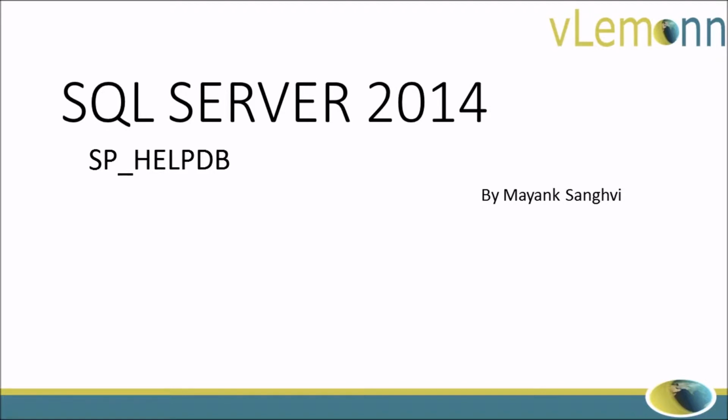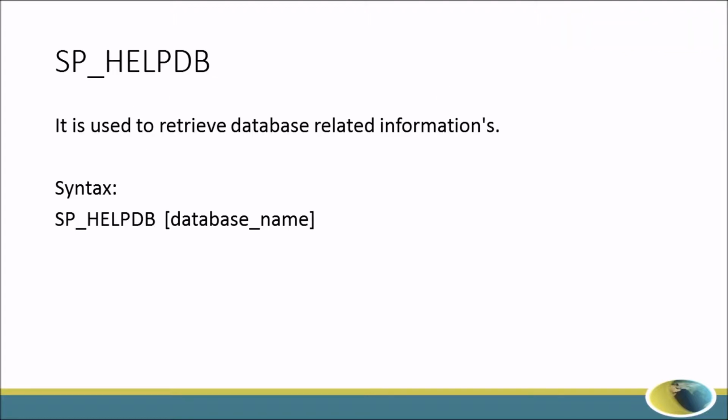And in this video, we are going to learn about the SP_HELPDB system stored procedure. So let's start. Now, what is SP_HELPDB? Why do we use SP_HELPDB and how to use SP_HELPDB? The first question, what is SP_HELPDB? SP_HELPDB is a system stored procedure to retrieve database related information, and the syntax is SP_HELPDB database name. Providing the database name is not mandatory.